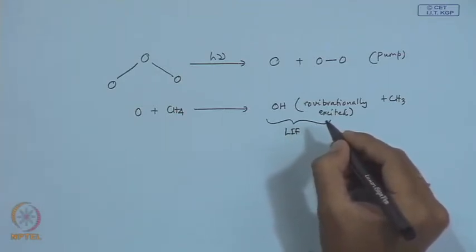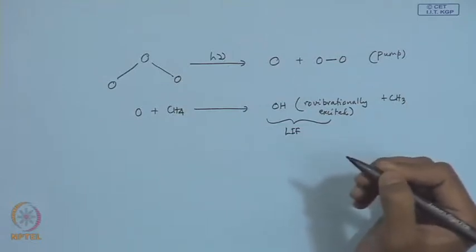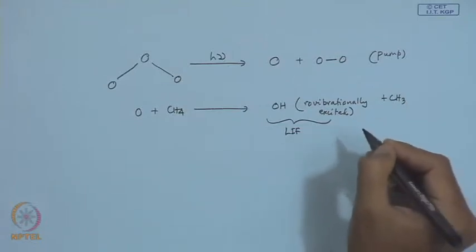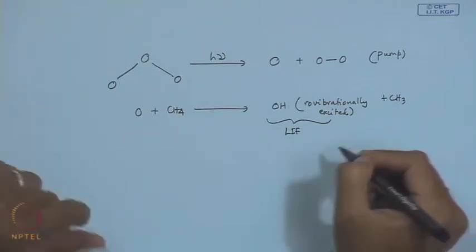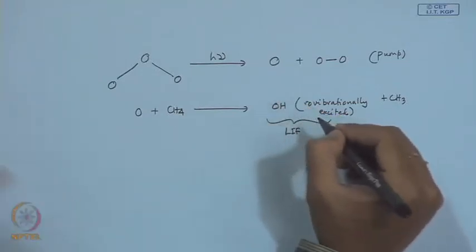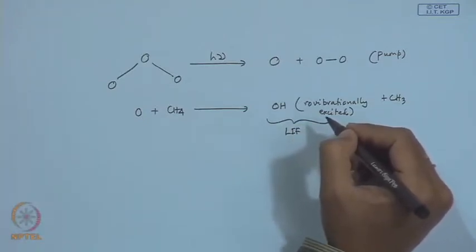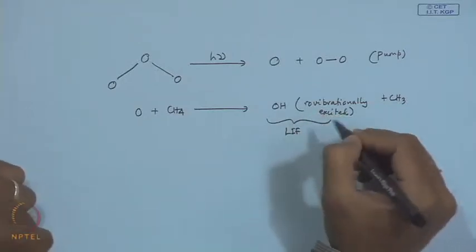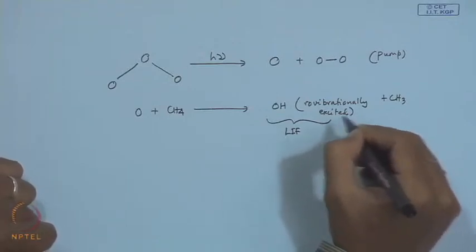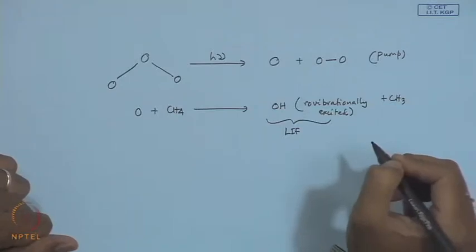There are certain points that one should look into. There should not be much delay between pump and probe, especially when the lifetime of the nascent species you are trying to probe, the nascent rovibrational state, is short. Then sometimes you may miss it. That is why the pump-probe time gap should be small.